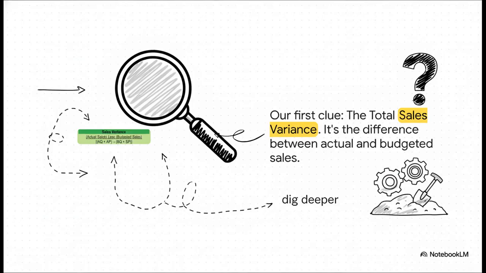Okay, first things first. Our investigation always starts with clue number 1, the total sales variance. And the formula? Well, it's about as straightforward as it gets. Just your actual sales minus your budgeted sales. This number is our starting point. It tells us that there's a problem and how big it is, but it doesn't tell us why. For that, we've got to dig a whole lot deeper.